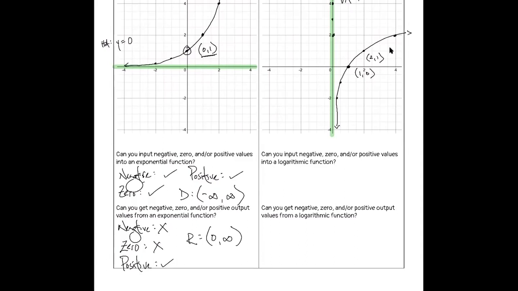Yeah, exactly. Okay, I love the talk going on in the chat.